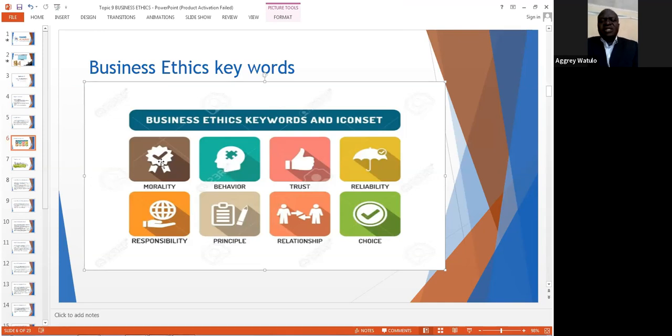So human beings need to be moral in business, both the client and the businessman. Good behavior should be demonstrated. You need to be trustful as a businessman. You need to be reliable as a businessman or business lady. You need to be responsible. Then you get to principles, good relationships, and choice: make the right choices.